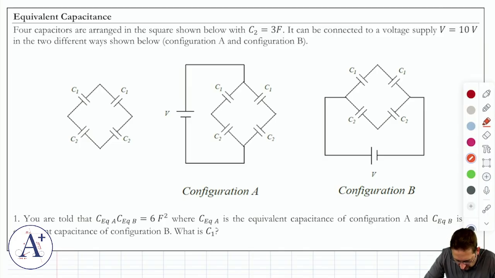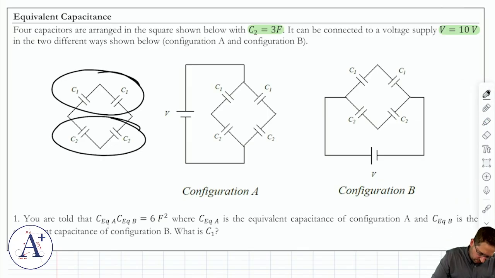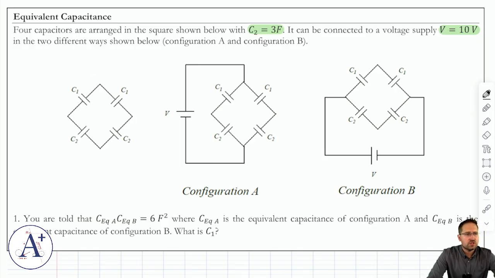And now let's just highlight what we know here. We know C2 is 3 farad, right? And the battery supplies 10 volts. And the idea is that you have C1 and C2, two of each, and you arrange them in this square shape. That's how you connect them to each other.